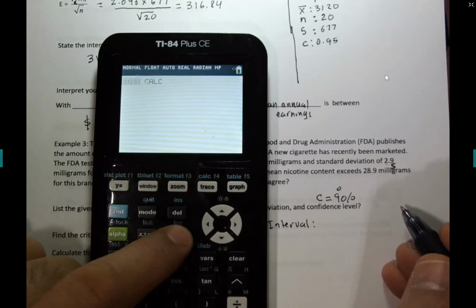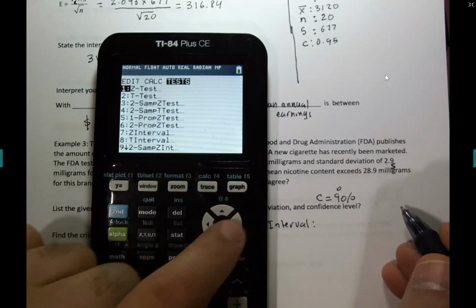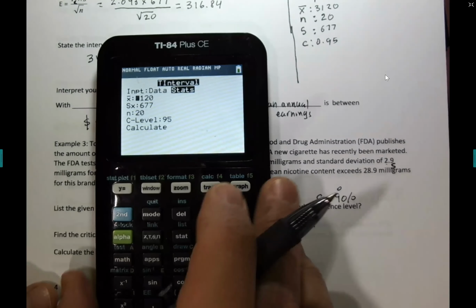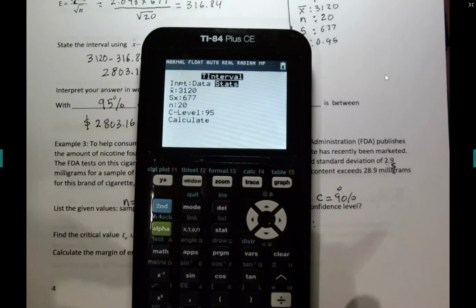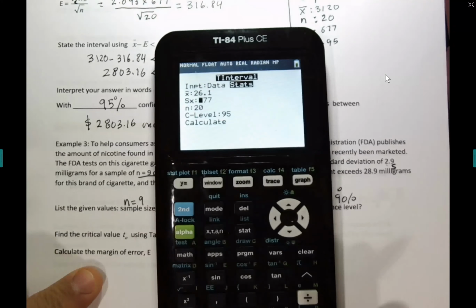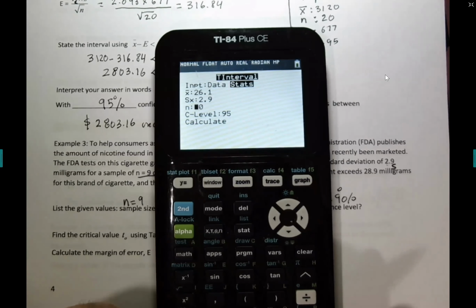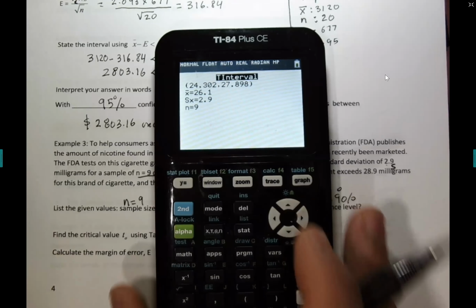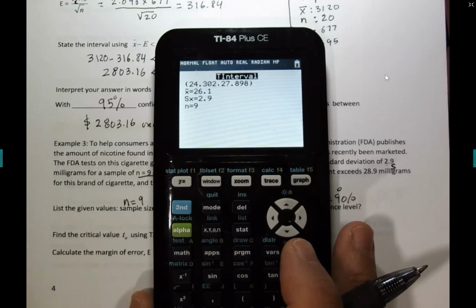So we go to stat, tests, T interval, number 8 for this section, guys. Okay, no data yet. So X bar, what was X bar? I forgot, 26.1. Standard deviation is 2.9. Sample size is small, 9 cigarettes, and confidence level is 90. And here's the confidence interval, which is 24.3 and 27.9.